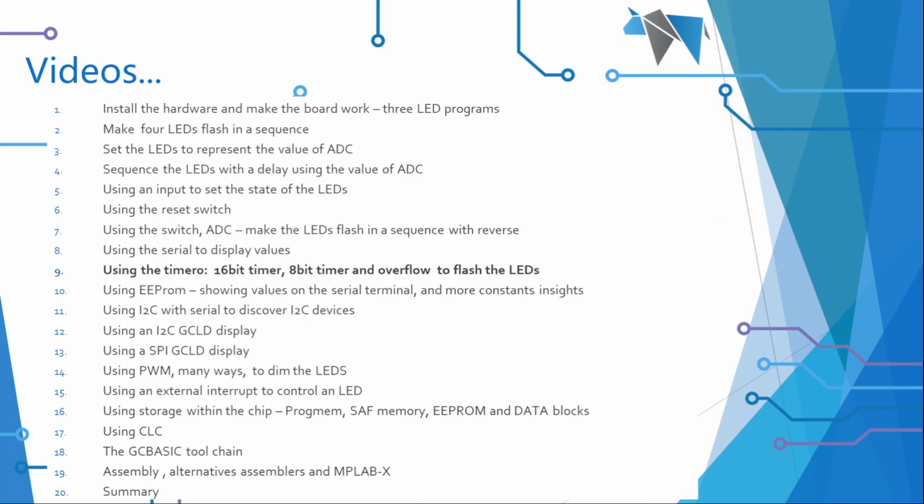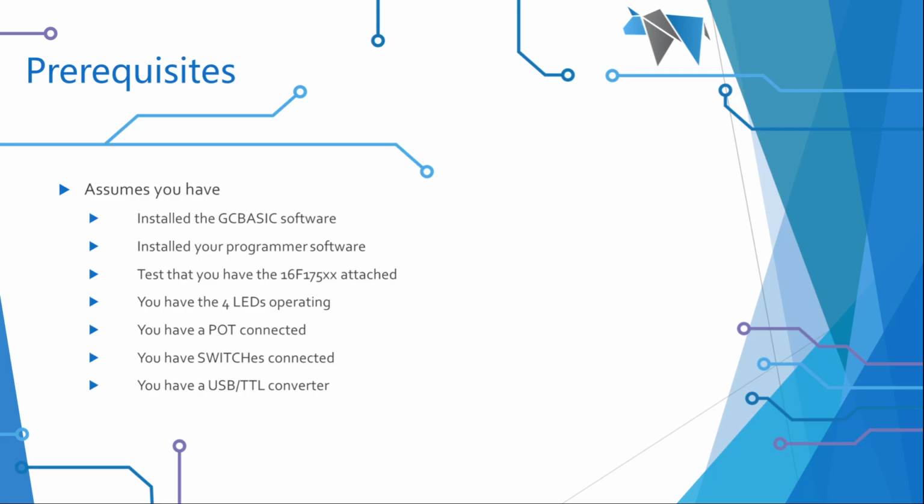So number 9, we've set the board up. We've set the LEDs. We can rotate the LEDs, and we can use switches and inputs. It's really good. It's quite simple. And what we're going to do is use timer 0. I assume that you have got all the software installed, that you've tested you can program this particular chip, and you've got LEDs, etc., all connected up, because that's what we're going to be using.